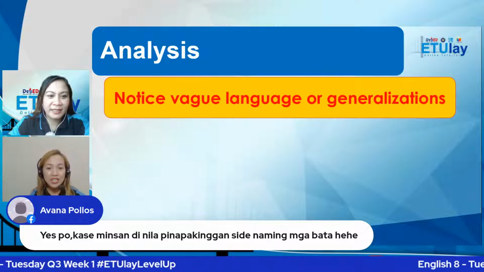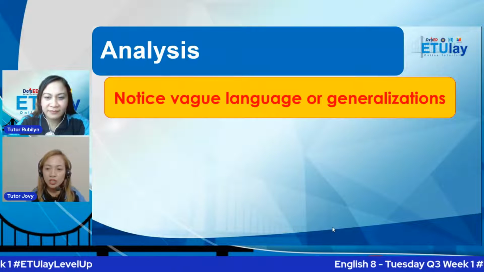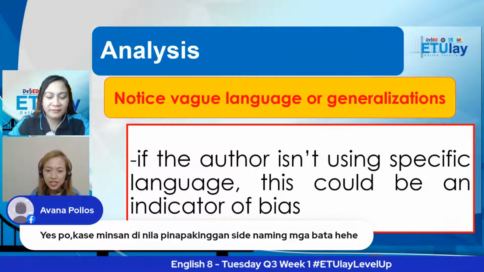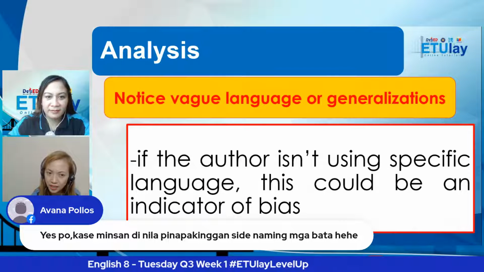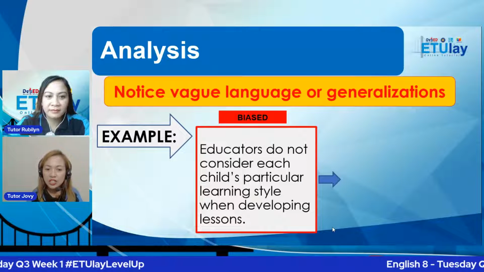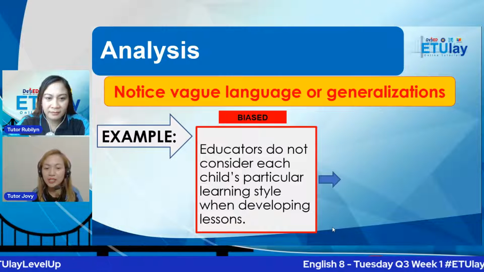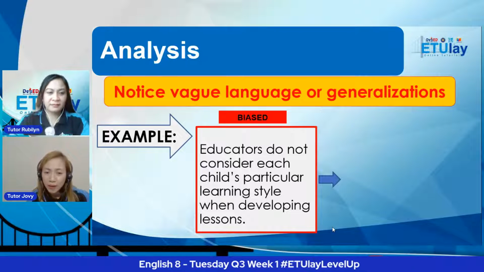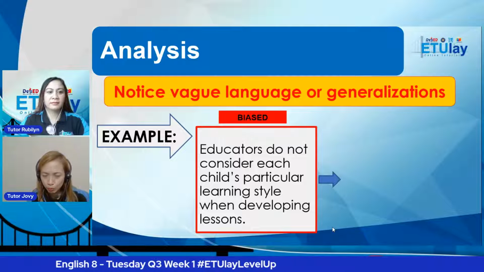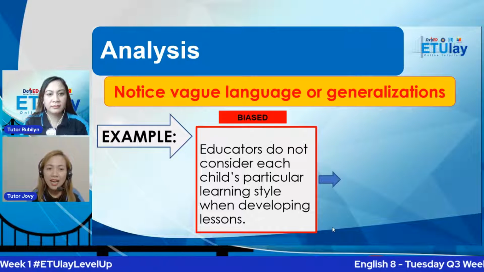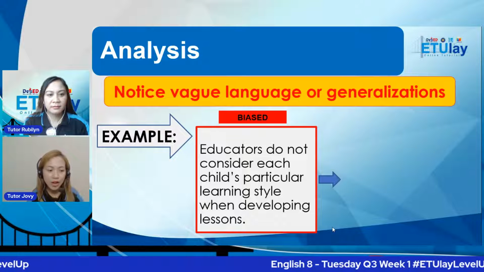number 3. Notice vague language or generalizations. If the author isn't using specific language, this could be an indicator of bias. For example, educators do not consider each child's particular learning style when developing lessons. Okay? Lahat ng mga educators, lahat ng mga teachers po daw ay hindi kinokonsidera ang mga learning style ng ating mga estudyante when developing lessons.